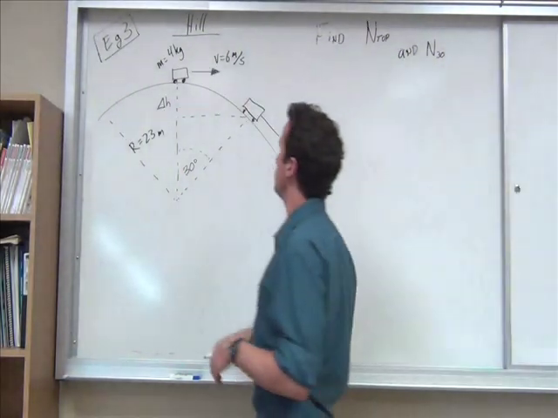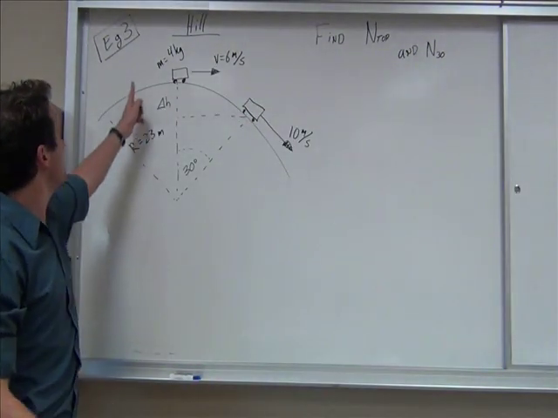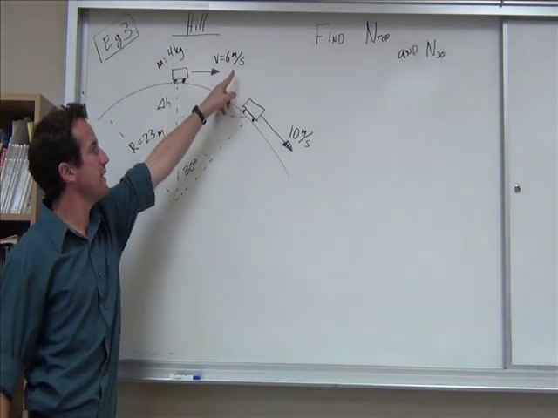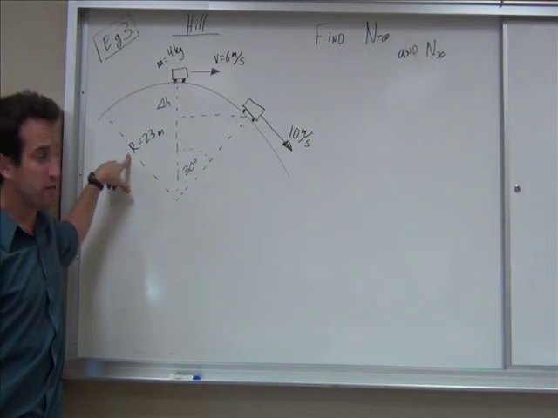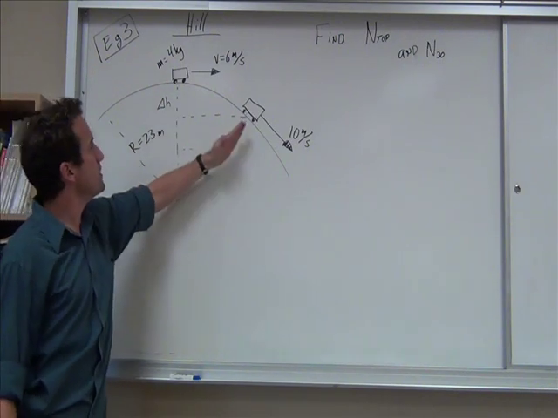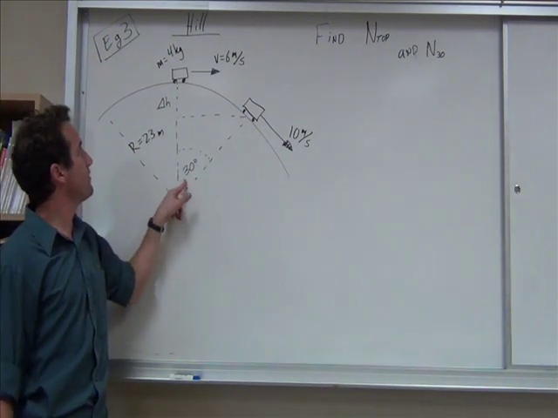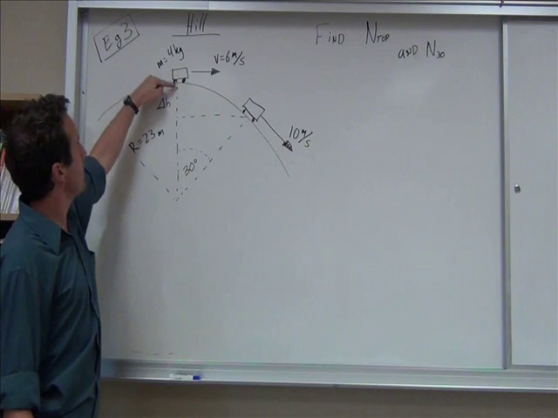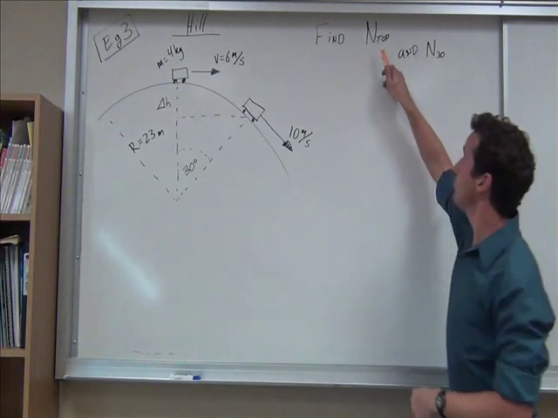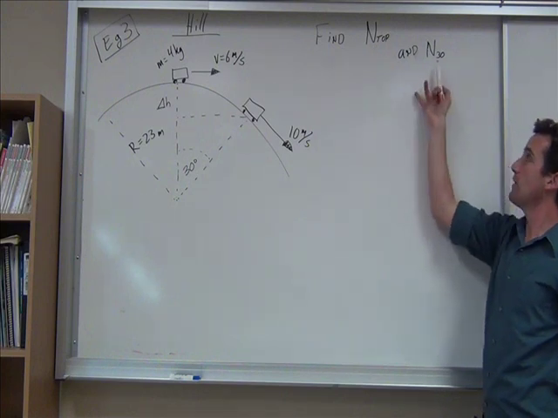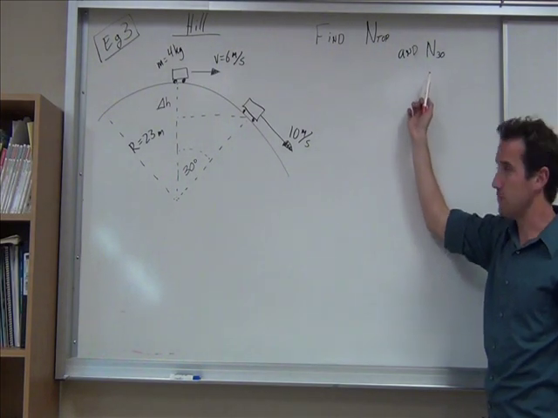In this example, we have a cart on top of a hill moving at 6 meters per second, and it's going over a curve of radius 23 meters, and at this moment over here it's at an angle of 30 degrees. The change in height is marked right here, and the goal is to find the normal force at the top and find the normal force at 30 degrees.